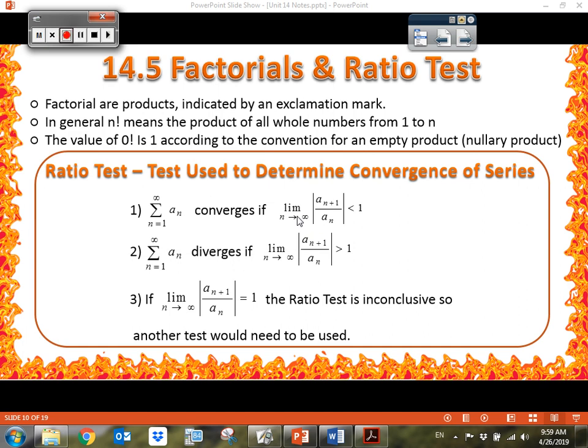Okay guys, let's take a look at today's lesson. We're going to be looking at factorials and also the ratio test. That sounds so fun. Let's talk about factorials first. Just a reminder about what factorials are.